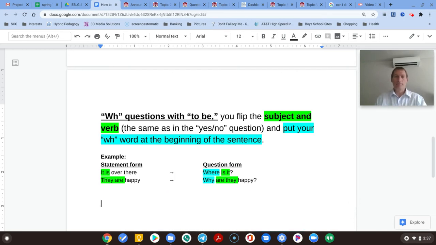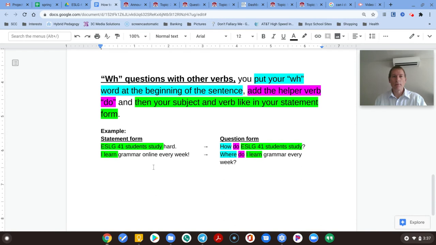I'll delete that. Now the final rule, WH words with other verbs. You put your WH word at the beginning of the sentence, like before. You add a helper verb, do. Remember, there are other helper verbs, but you add helper verb, do. And then your subject and verb, just like in your statement. You don't change the subject and verb.